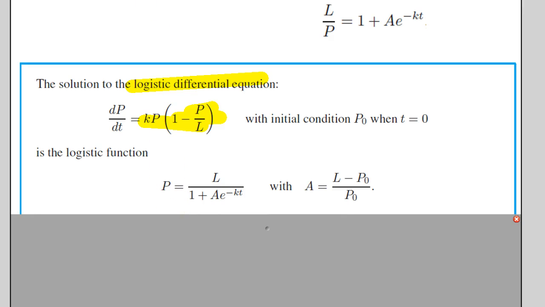Okay? And this is very important that you memorize, know like the back of your hand. L is the limiting value. You must know that. And then to figure out A, again, it's the ratio that we talked about earlier. So highlight that, put a big circle around it. You need to memorize all of this, okay?